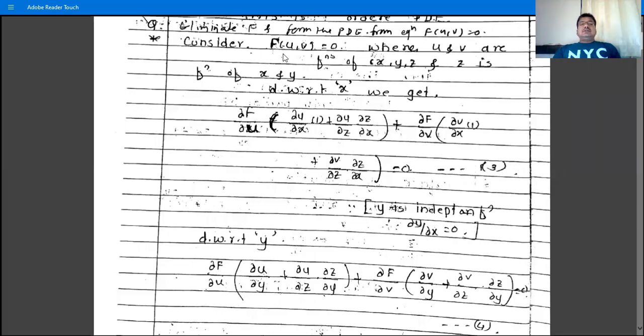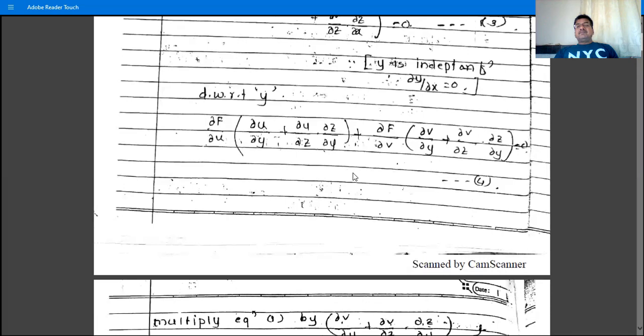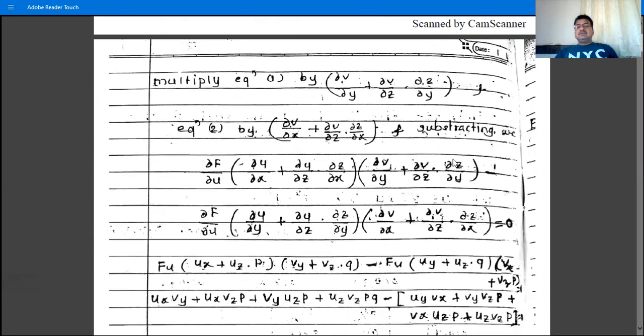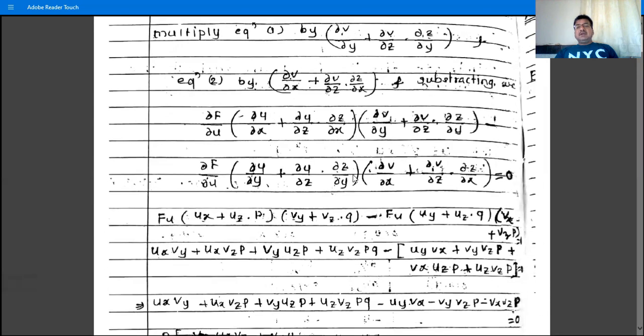Last lecture, we had an incomplete example: eliminate f and form the partial differential equation from the equation f of u, v is equal to 0. The formation of the partial differential equation from this equation f of u, v is equal to 0. So differentiate with respect to x and with respect to y, and then multiply this bracket to equation 1 and this bracket to equation number 2, and subtracting, we have this.